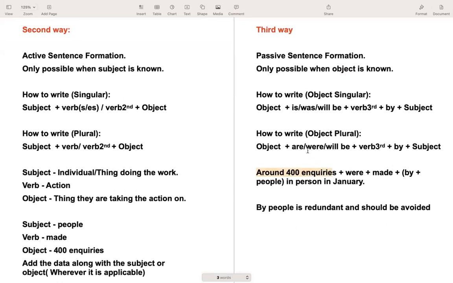Because it's plural, I'll use the word were, and because it's past, I'll use were, not are or will be. And then the verb's third form: make, third form is made, and by people. Here, by people is redundant. So in many cases, the subject is redundant.